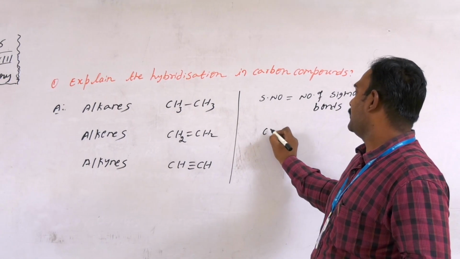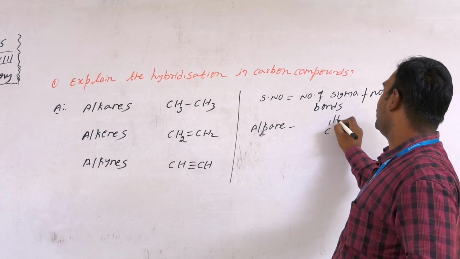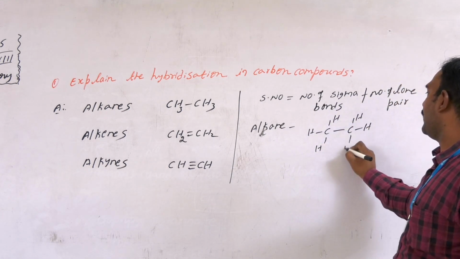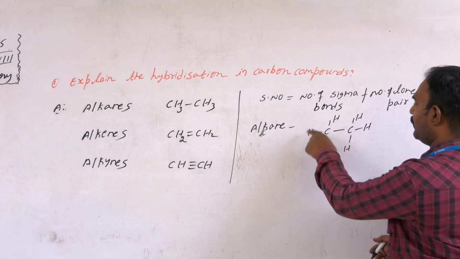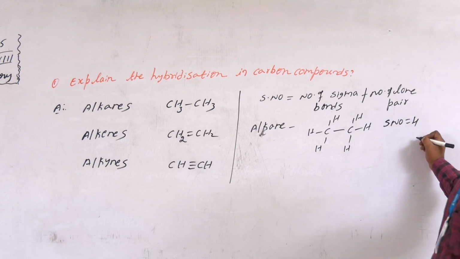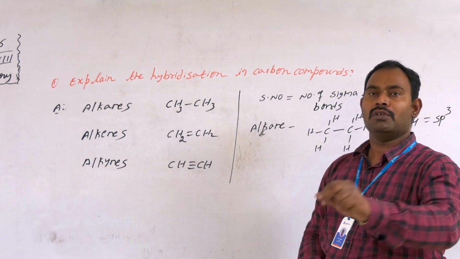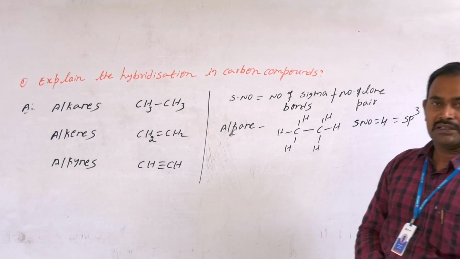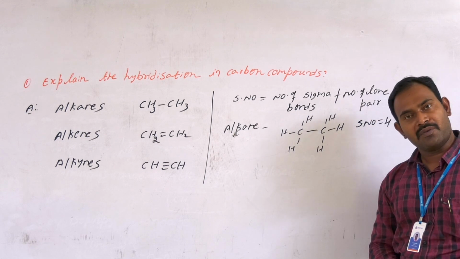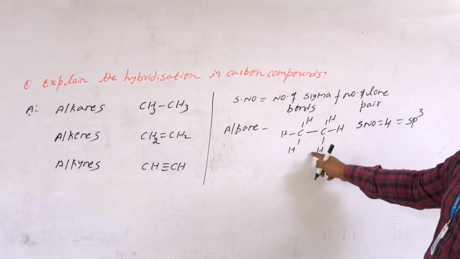Now coming to the alkanes. Here carbon, hydrogen, hydrogen, here carbon, hydrogen, hydrogen and hydrogen. So around this carbon, 4 sigma bonds are there, so steric number is equal to 4. Then what is the hybridization here? sp3. If you get steric number 2, sp hybridization. Steric number 3, sp2 hybridization. Steric number 4, sp3 hybridization. Steric number 5, sp3d hybridization. So in case of the alkanes, only 4 sigma bonds are there, no lone pairs.